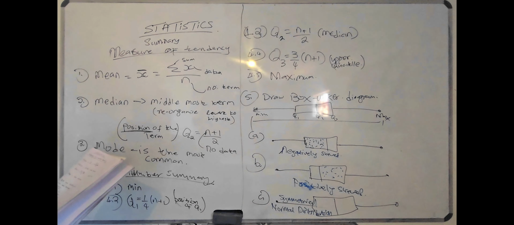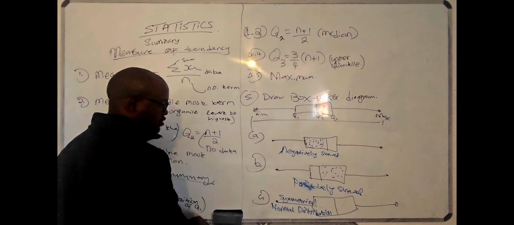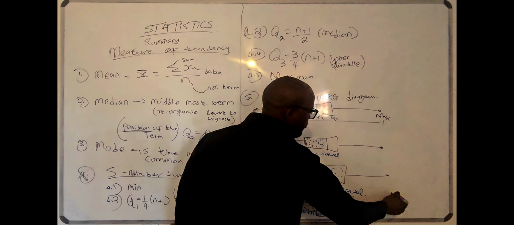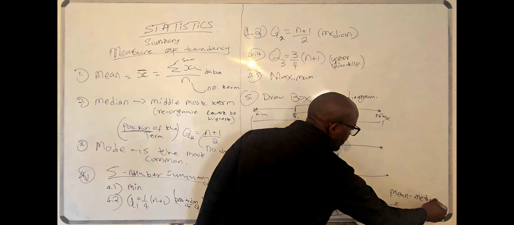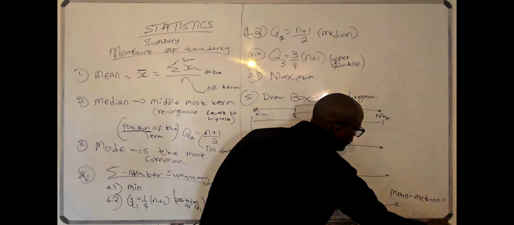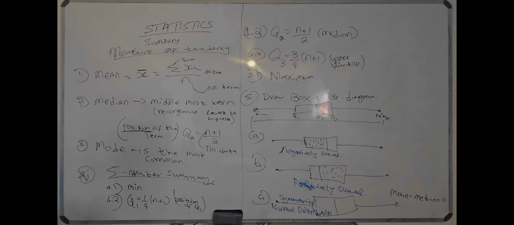Are we missing something? Symmetrical data, the other way of finding out is by saying mean minus median. If the answer is equal to 0, therefore your data is normally distributed. That's another way of finding that out.